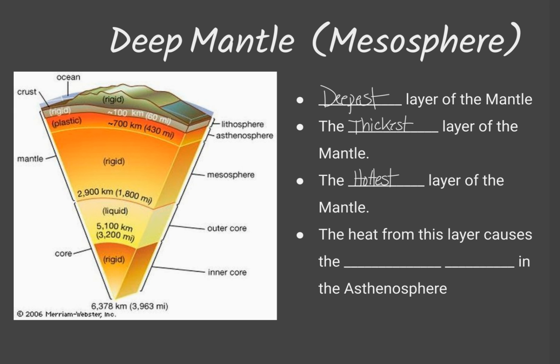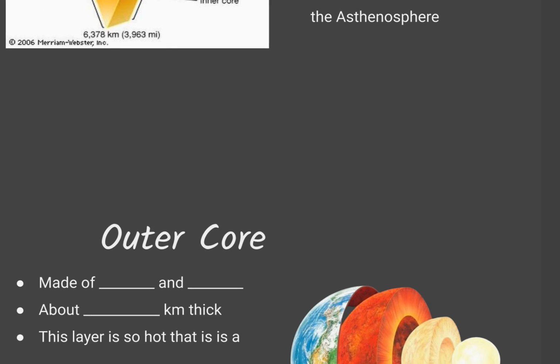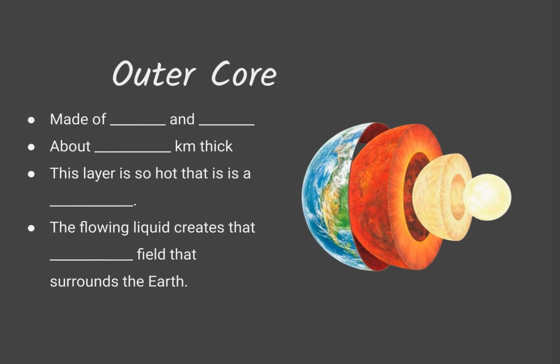And it is the heat from this layer, from the mesosphere, that causes the convection currents to form in the asthenosphere. It causes those convection currents to form. That's the last layer of the mantle, so let's take a look at the outer core next.